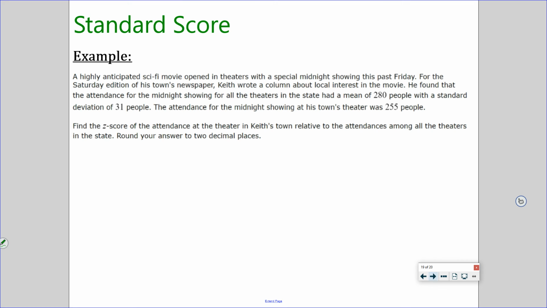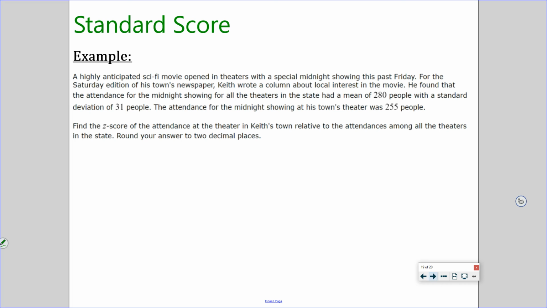A highly anticipated sci-fi movie opened in theaters with a special midnight showing this past Friday. For the Saturday edition of his town's newspaper, Keith wrote a column about local interest in the movie. He found that the attendance for the midnight showing for all the theaters in the state had a mean of 280 people, with a standard deviation of 31 people.